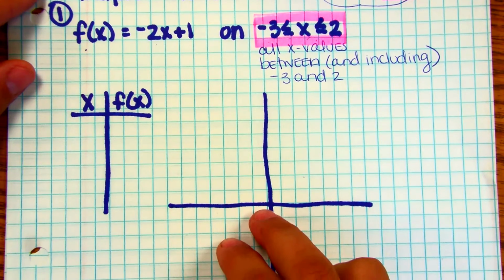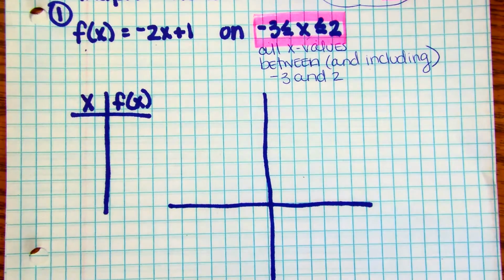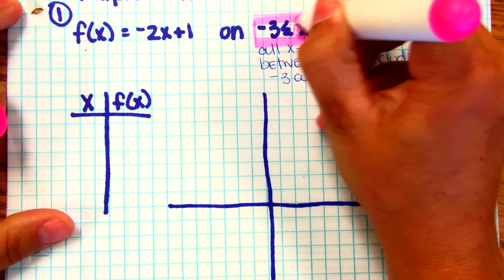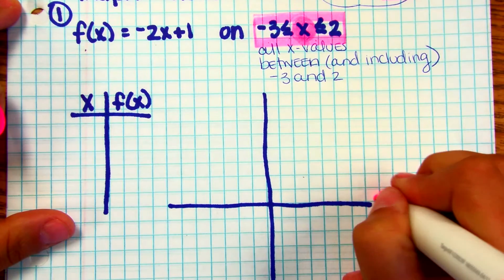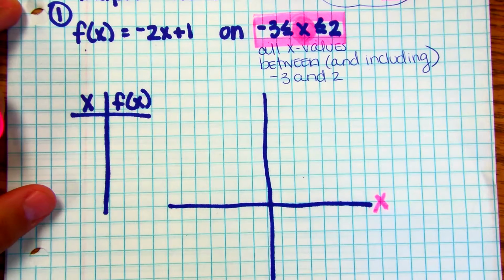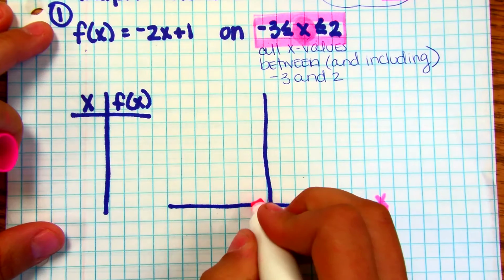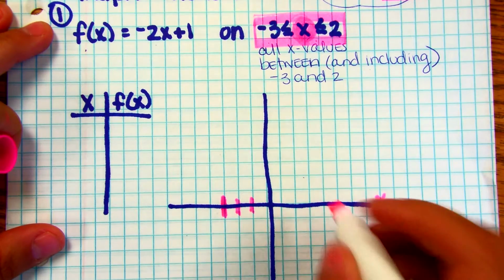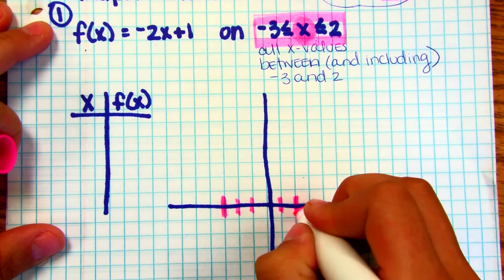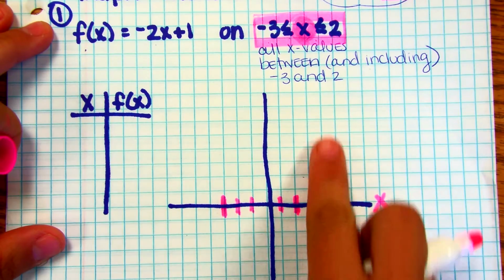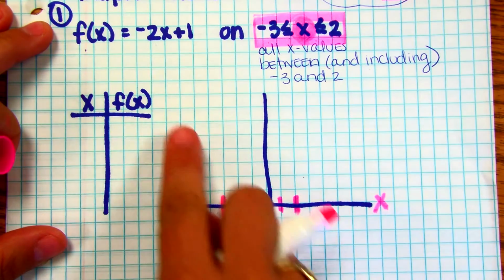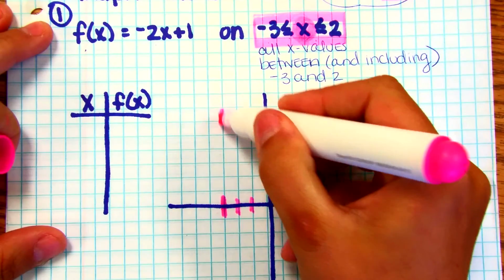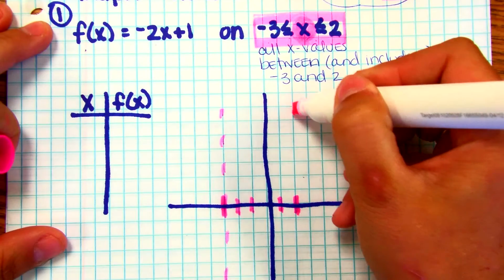So to quickly show you what that looks like, again, it says x. So this is my x-axis. So I'm going to graph this function between negative 3, which is here, and 2. So I'm not going to graph the function anywhere over here or anywhere over here. Just between these two spots.